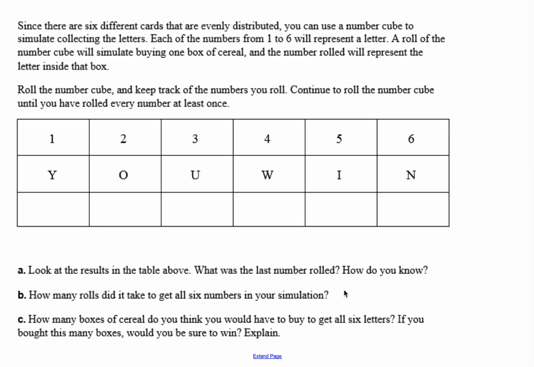And then how many boxes of cereal do you think it would take to buy to get all 6 letters? If you bought this many boxes, would you be sure to win? Well, for this one, let's say it took me 10 times to get at least 1 for each letter. So I go to the store and I bought 10 boxes. Am I definitely going to win? No, not necessarily. I could get only Y's and U's. It's all up to chance. But given that simulation and looking at my result, that gives me a good idea of how likely it is that 10 could let me win. Yeah, well, it happened. So that's definitely a possibility.